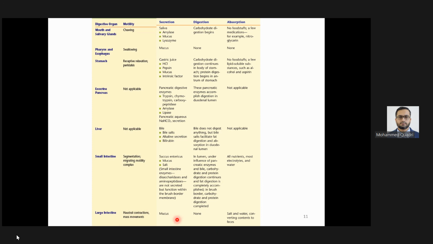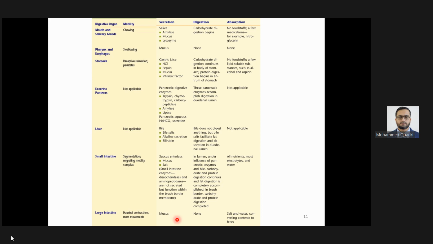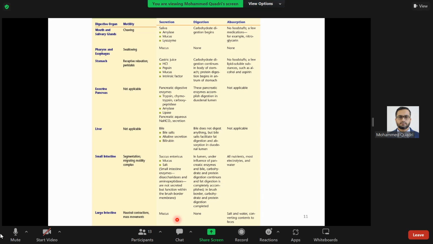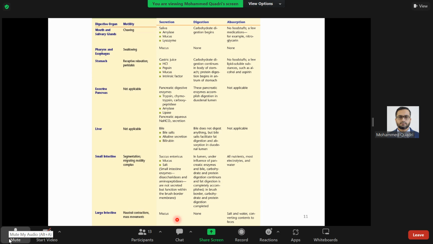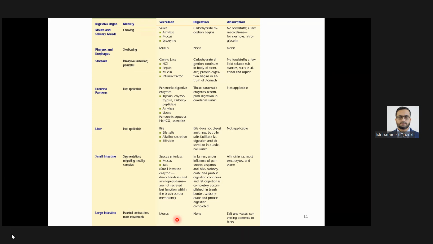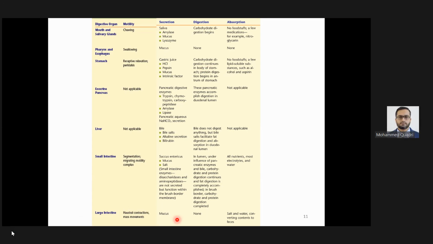Let's say secretin. Secretin is released from where? S cells. Secretin is released from S cells. Am I right? All of you agree? Yes, doctor. Okay. So what is the function? S cells are in which organ? Small intestine. What is the stimulus for the release of secretin? HCl. HCl, good, acid, isn't it?